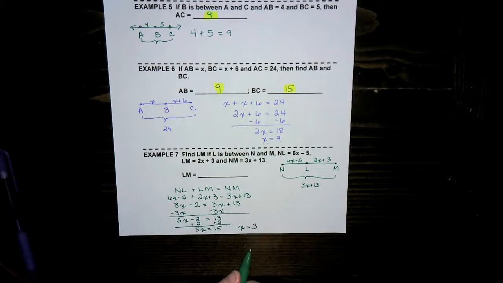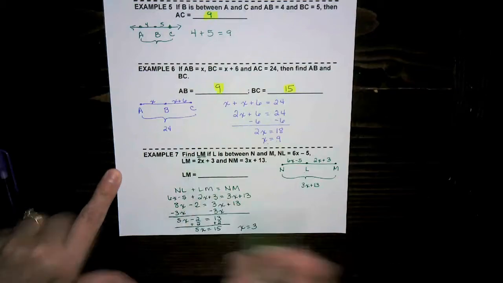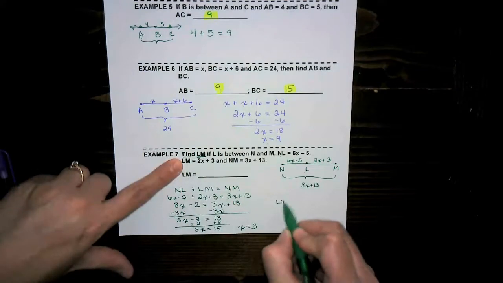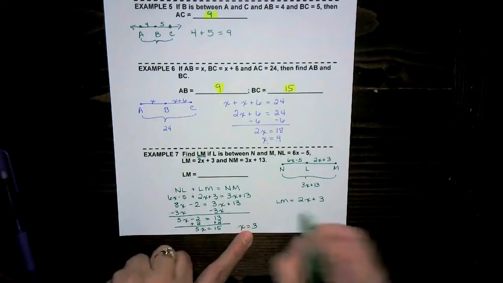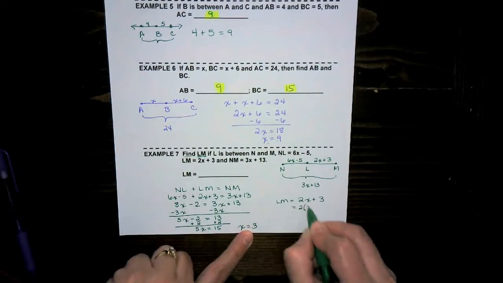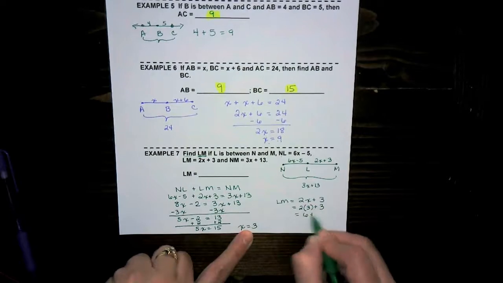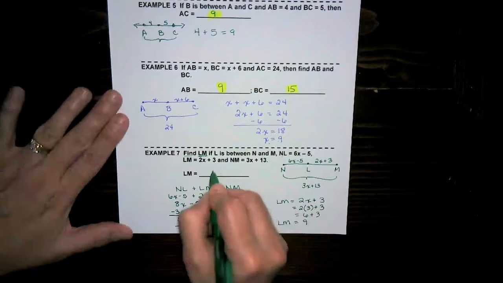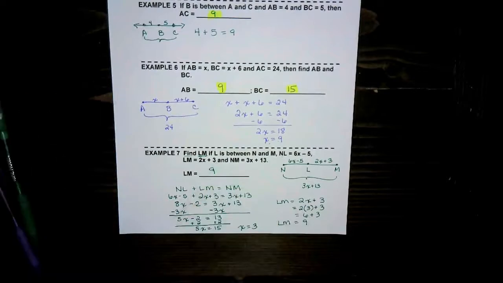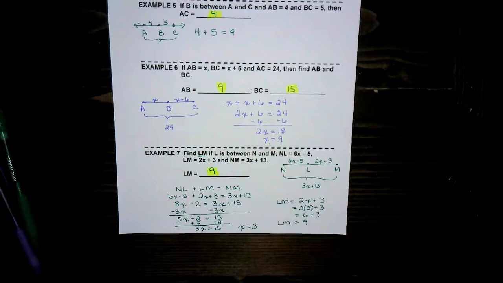Be real careful. X equals 3 is not the answer. Remember what the question asked. Find LM. So LM is 2x plus 3. And we just found that x is 3. So we substitute 3 in for x. 2 times 3 is 6. LM is 9 here.